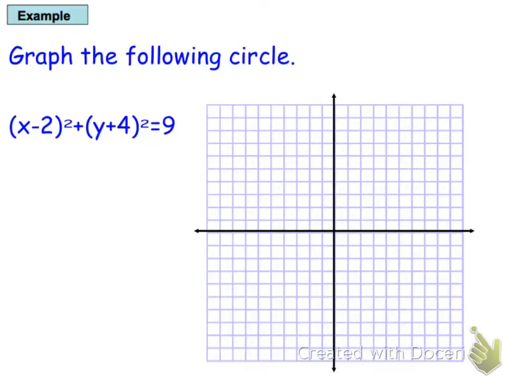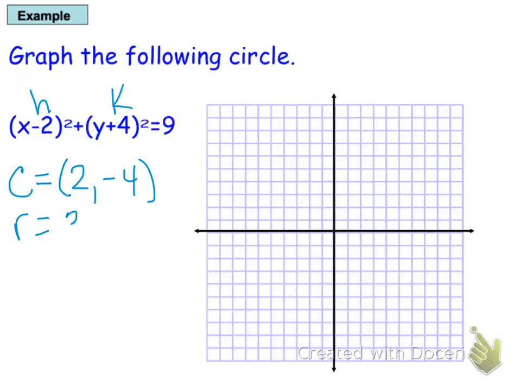Going the other way around, given the equation and we want to make the graph, now two things I like to start with. The first is knowing where the center is. The center, it looks like, is going to be at 2, -4, using the h and the k from the graph. And the radius is going to be 3. Remember, the 9 is the radius squared. I just want the radius.